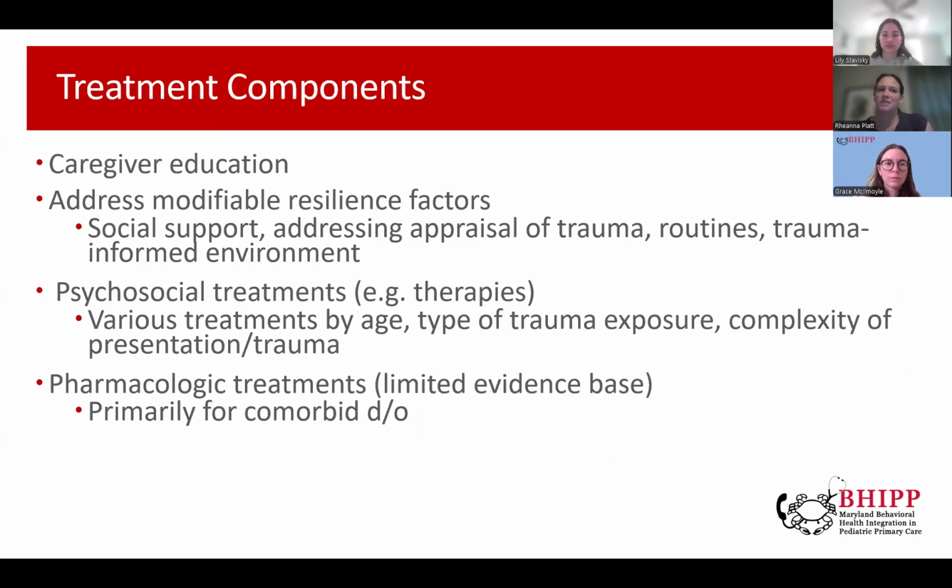In terms of the typical components of treatment, we talked a little bit about caregiver education, and at the end, I'll share some resources that we sometimes use. Again, the importance of thinking about resilience factors, particularly social support within the family. If the caregiver is really struggling, helping support them so that they're able to create that environment for the child. Another thing that can be helpful in general is having routines. Particularly if something unexpected happens and there's a disruption, helping them establish routines that might have been disrupted, particularly for younger kids, is an important part of helping them have some predictability.